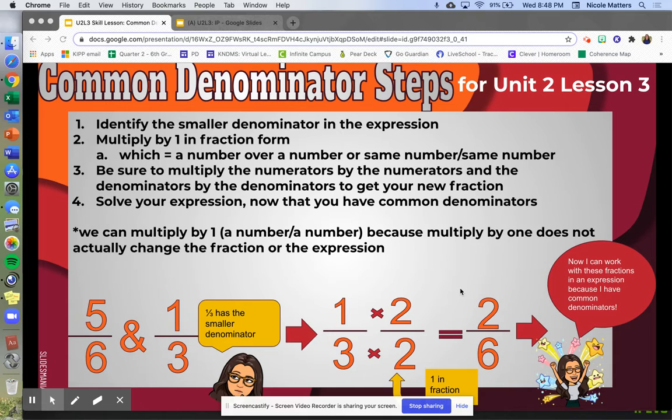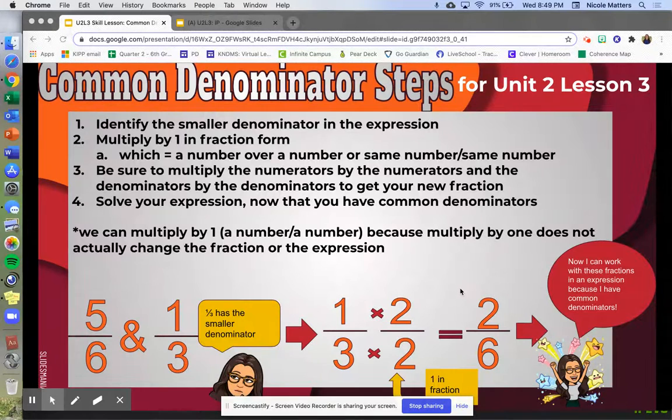So the first step, when you're looking at an expression with two fractions, you want to identify the smaller denominator in the expression. If you will direct your eyes to the bottom of the screen, I have 5/6 and 1/3. You can see my little Bitmoji noticing that 1/3 has the smaller denominator.